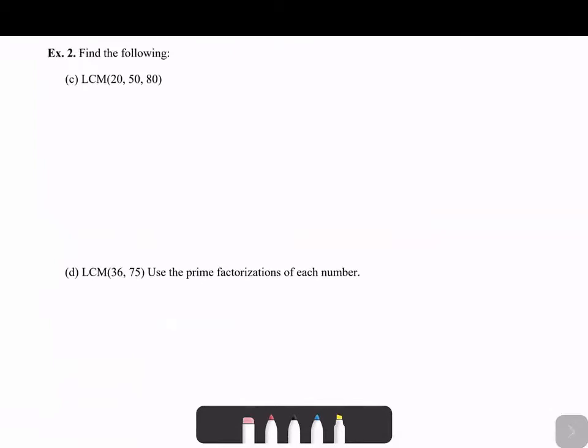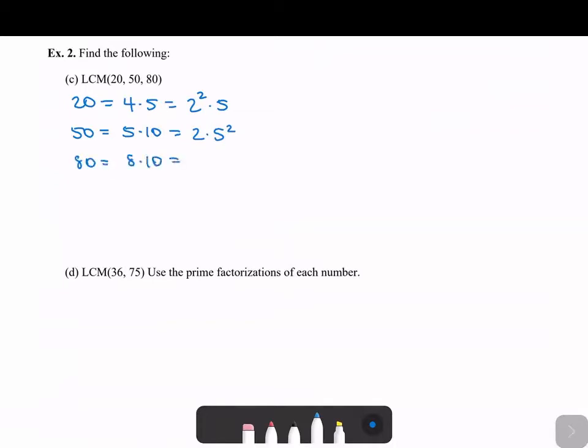Okay, so there's more than one way to do this, but the way that I want to do it is by writing out the factorizations again. So we have that 20 is 4 times 5, which is 2 squared times 5. 50 is 5 times 10, which is 2 times 5 squared. And 80 is 8 times 10, where 8 is 2 cubed. So remember that then this is going to be 2 to the 4th times 5.